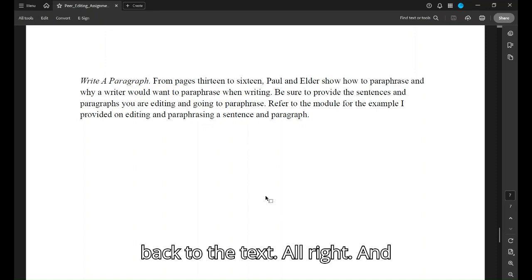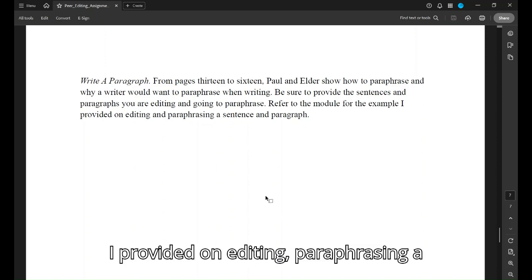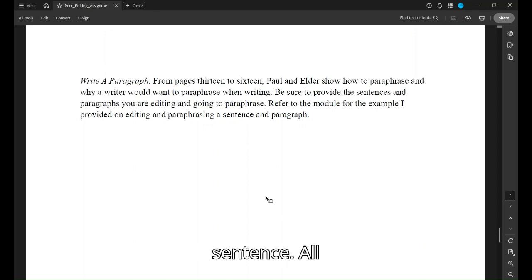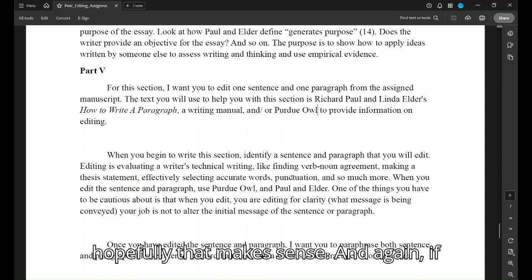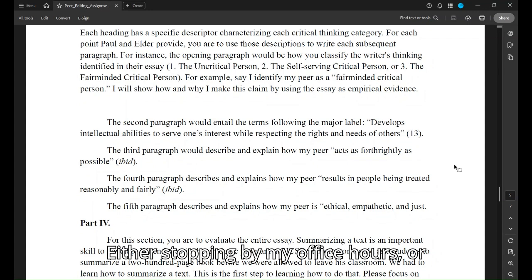All right. And then refer to the module, for example, I provided on editing and paraphrasing a sentence. All right. Okay. So hopefully that makes sense. And again, if you have any questions or points of clarification, please let me know, either by stopping by my office hours or my virtual office hours, or sending me an email saying that you want a Zoom appointment.